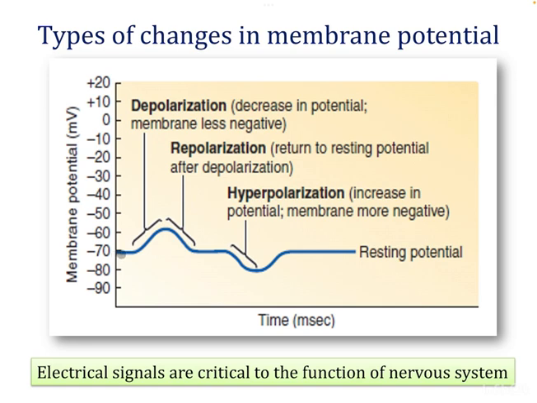So there are basically three types of change in the membrane potential. The first one is depolarization, which refers to the decrease in potential, that is, the membrane is less negative. Repolarization is returning to resting potential after depolarization. Here in this picture, the membrane is depolarized to minus 60 millivolts and again repolarized back to minus 70 millivolts. Another change in membrane potential is hyperpolarization, which is the increase in membrane potential, that is, the membrane is more negative than the resting membrane potential.